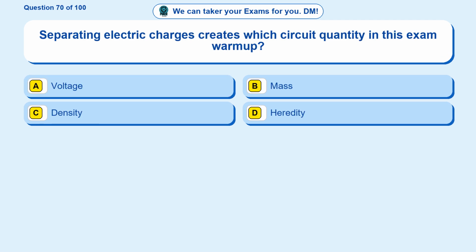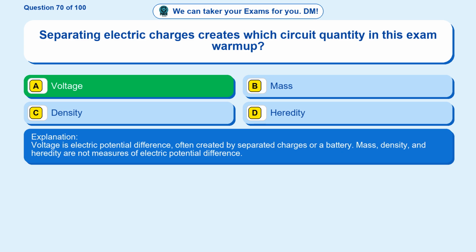Question 70. Separating electric charges creates which circuit quantity in this exam warm-up? Option A, voltage. Option B, mass. Option C, density. Option D, heredity. The correct answer is option A. Voltage.